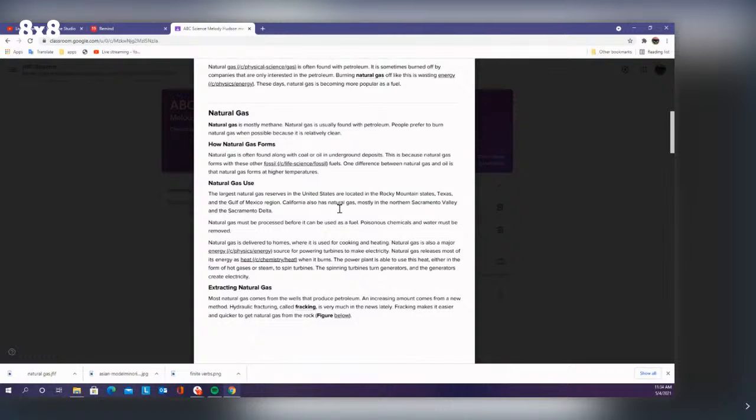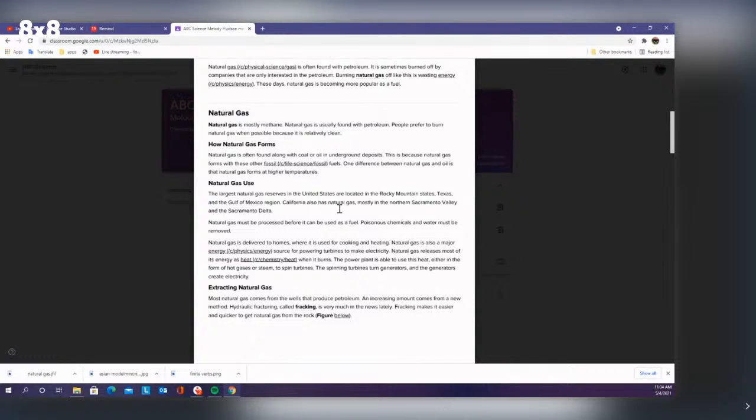Natural gas must be processed first. What they do is separate it from poisonous chemicals and remove the water. Then it's delivered to our homes where it's used for cooking and heating. It's also a major source for powering turbines, these huge engines to make electricity. It releases most of its energy as heat when it burns. The power plant is able to use that heat, either in the form of hot gases or steam, to spin these turbines. And the spinning turbines turn the generators, and the generators create electricity.